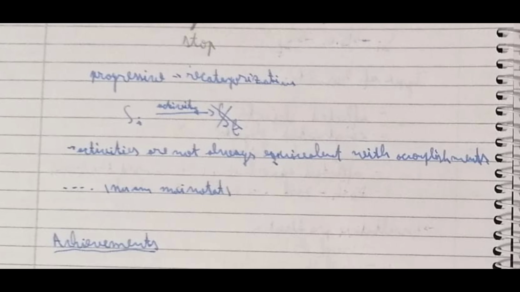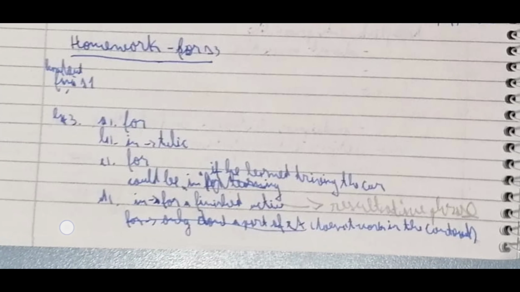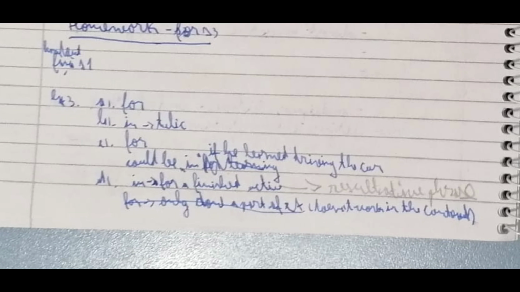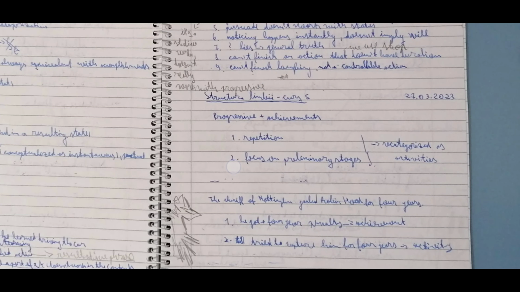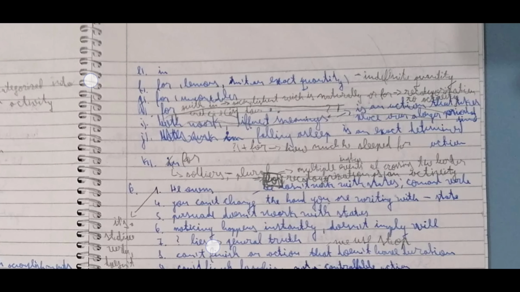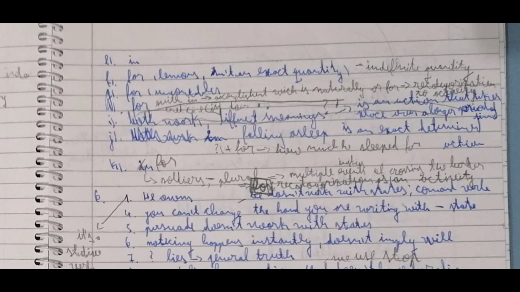Activities are not always equivalent with accomplishments. Achievement. Telic, bounded and in a resulting state. Change of state, instantaneous, conceptualized as instantaneous. For in telic, for could be in if he learned driving the car. In for finished activity, resultative. In for lemons, exact quantity, indefinite quantity.